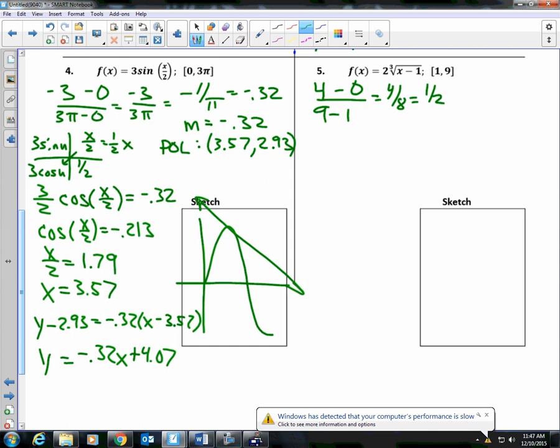So I've already got the slope. Now I just need the derivative. In order to find the derivative, I'm going to write this as 2 times x minus 1 to the 1/3 power. What's the derivative of the inside? 1. Derivative of the outside would be 2 times 1/3 or 2/3 times x minus 1 to the negative 2/3, right? So it'll be x minus 1 to the 2/3 in the denominator.